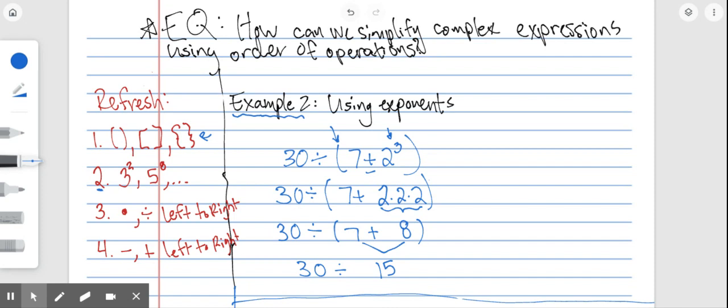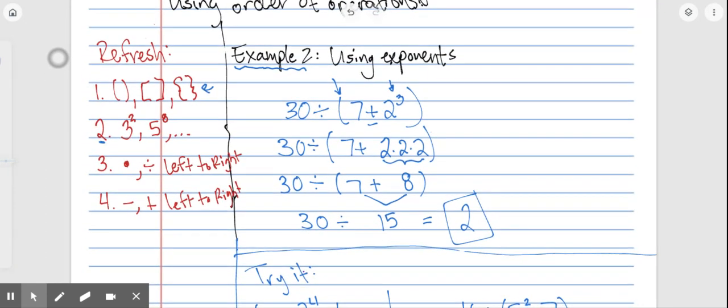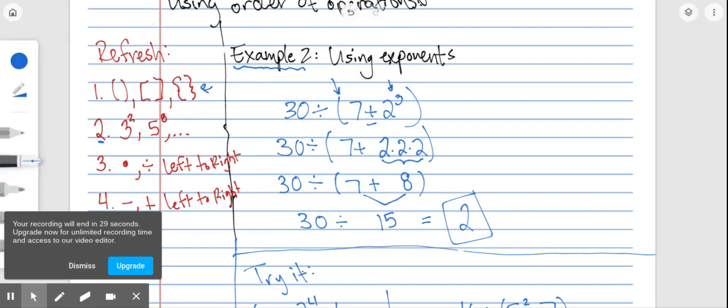Okay, and then what is 30 divided by 15? Killing it. It is 2. Because if you have 30 things and you break it evenly among 15 friends, each friend gets 2. Okay. The next video, I'm going to do the triads.